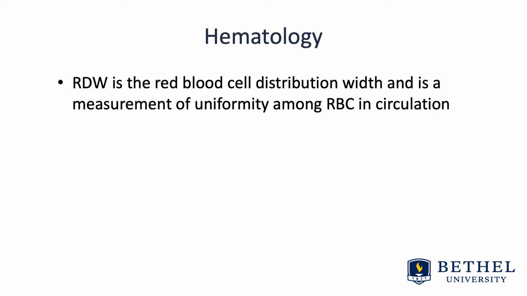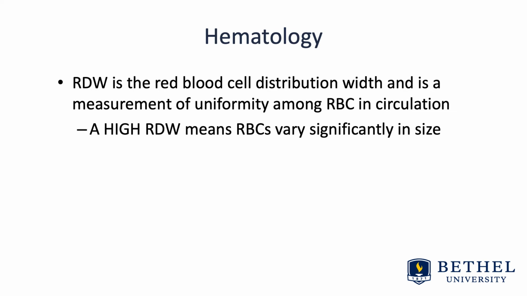RDW is the red blood cell distribution width and is a measurement of uniformity among RBCs in circulation. A high RDW means that red blood cells vary significantly in size. To determine the underlying cause of RBC size, both the MCV and the RDW are compared.